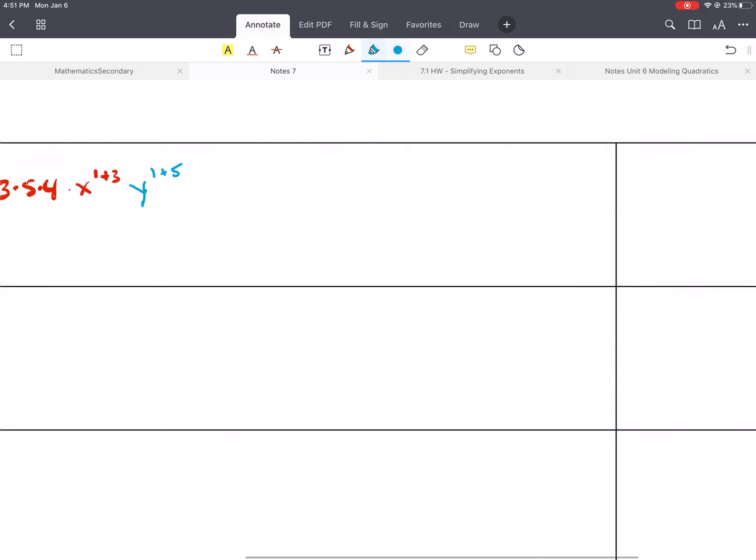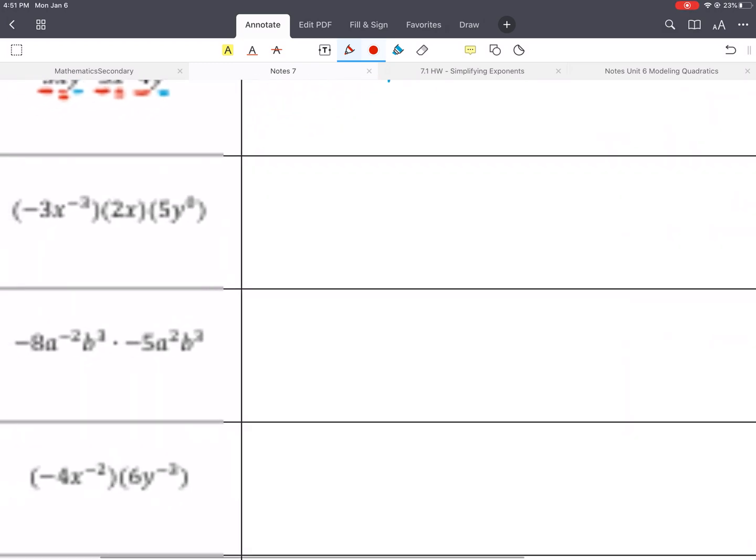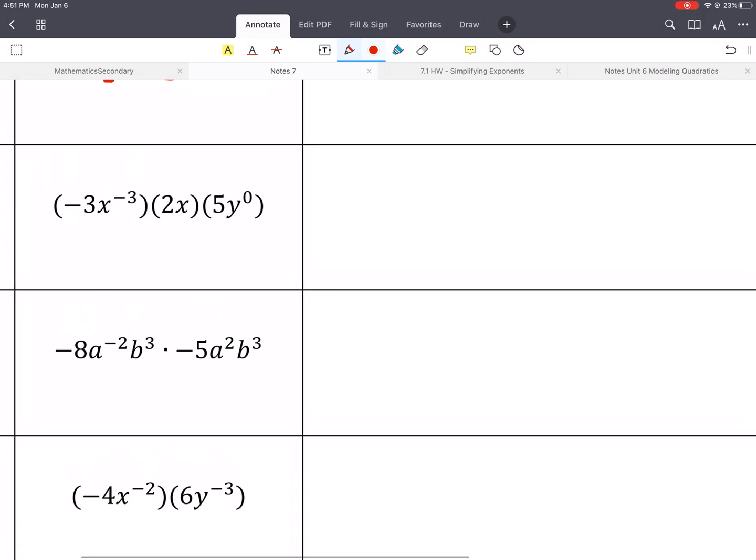Okay? And then we'd just multiply that stuff. 3 times 5 is 15 times 4 gives you 60. We'd have x to the 4th, because 1 plus 3 is 4. And then y is 6, because 1 plus 5 is 6. Okay? Here's some other, basically the same sort of stuff. Maybe take these numbers out in the front.